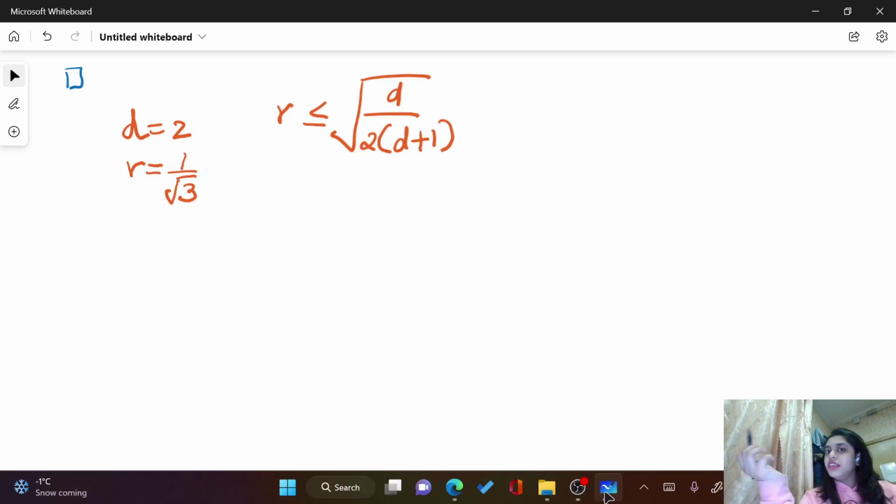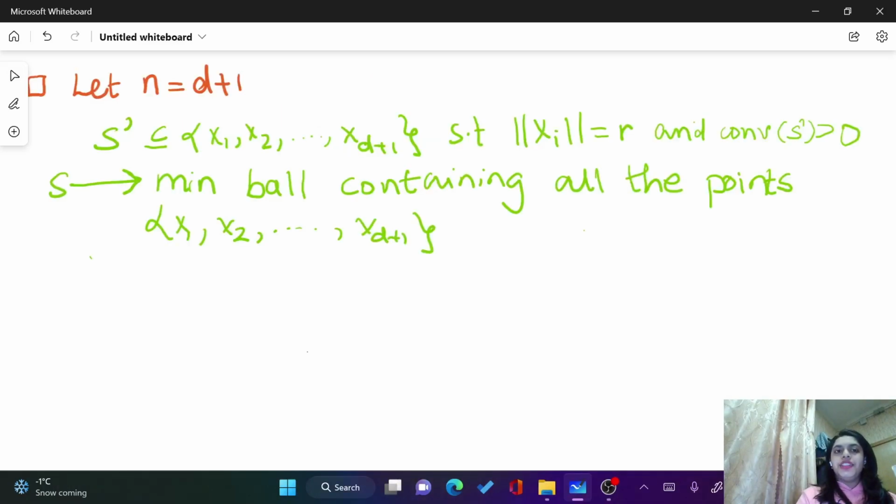Nonetheless, when we are working in the plane, we are trying to say that there exists a circle that covers all the points in the set x1 to xn, with radius 1 upon root 3. Let's say n goes from 1 to d plus 1, so the maximum limit of n is d plus 1 in this case. Let's say we have a set S dash, which is a subset of x1, x2, ..., x(d+1), such that the radius is r for each point, and 0 is contained in the convex hull. We know that S is the minimum ball that contains all the points.